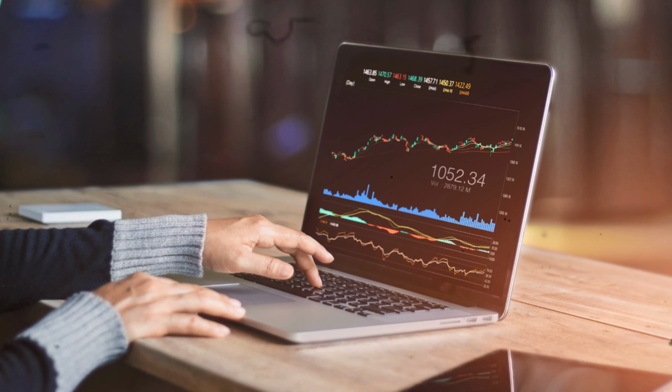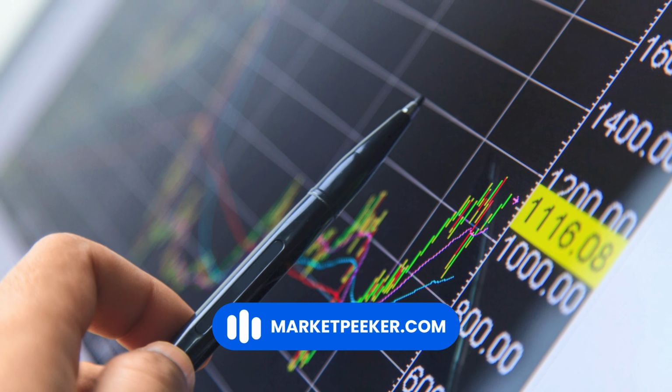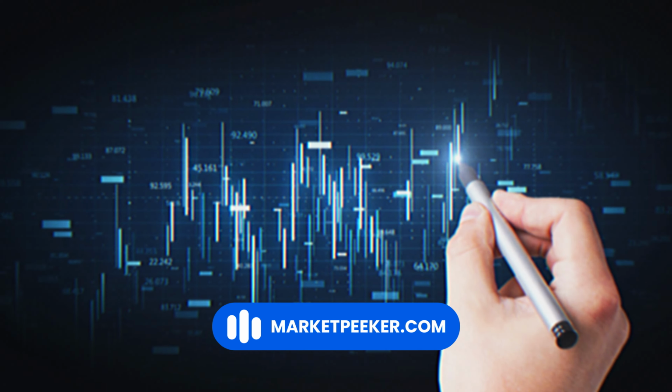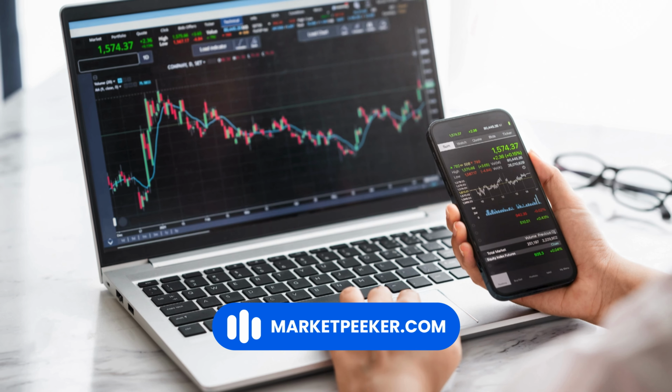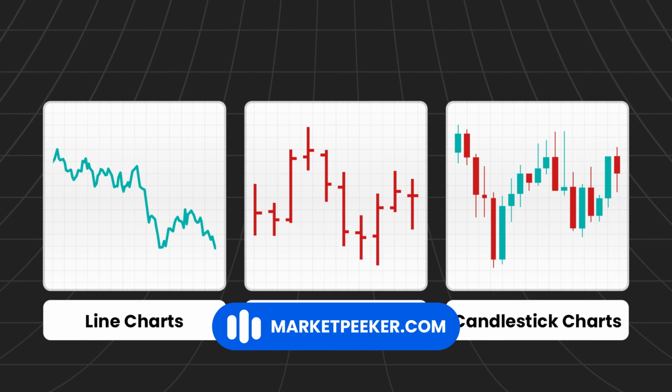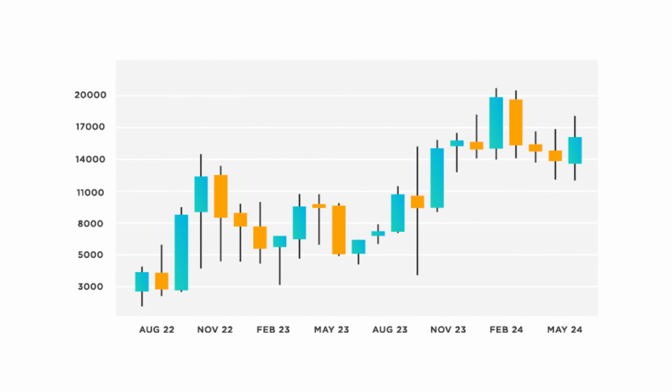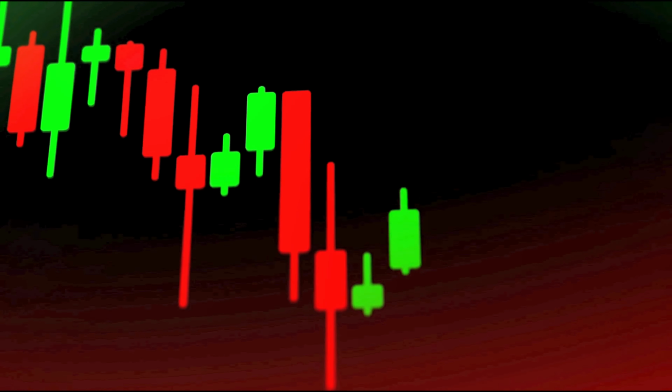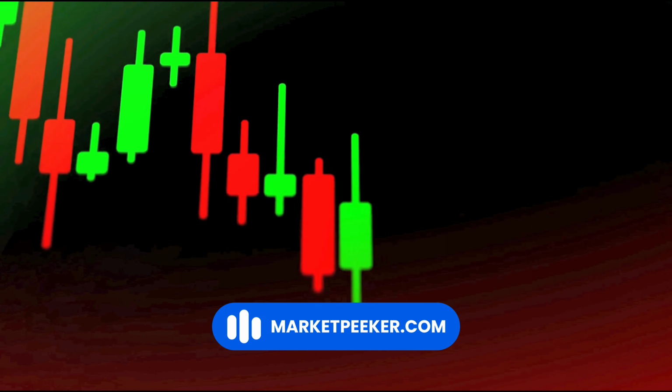Today, we're breaking down how to analyze Forex charts effectively so you can spot trends, make better decisions, and boost your trading confidence. Let's get started. First, start by choosing the right chart type. Most traders use candlestick charts because they provide clear information on price movements, including highs, lows, and trends at a glance.